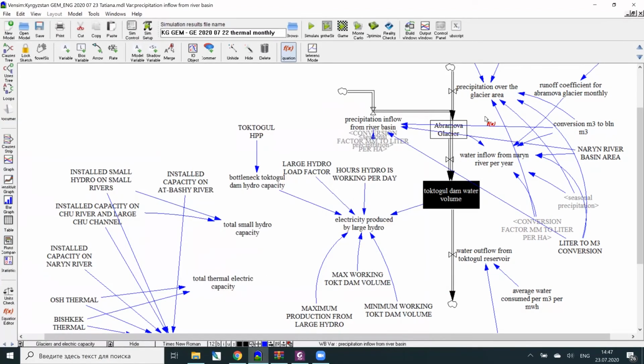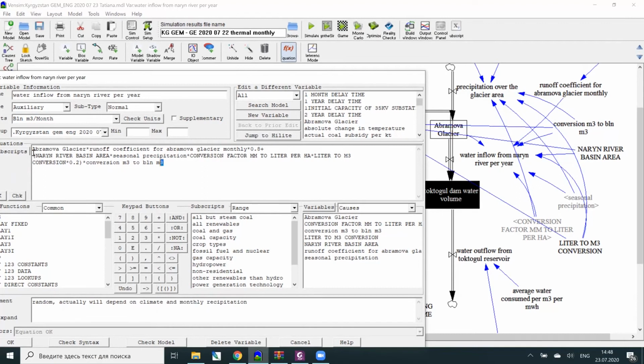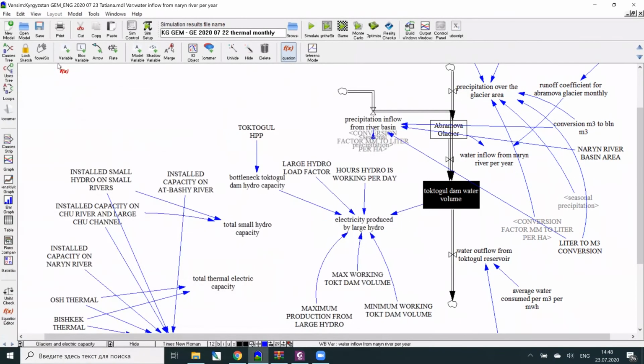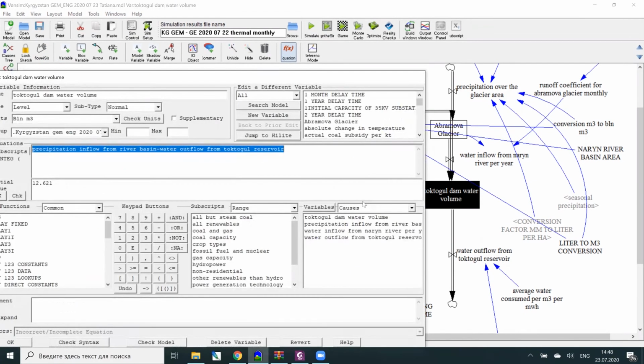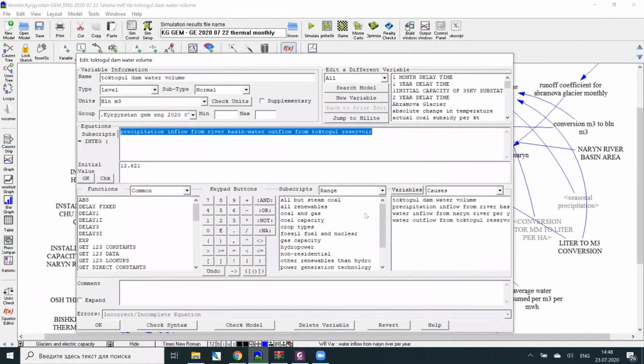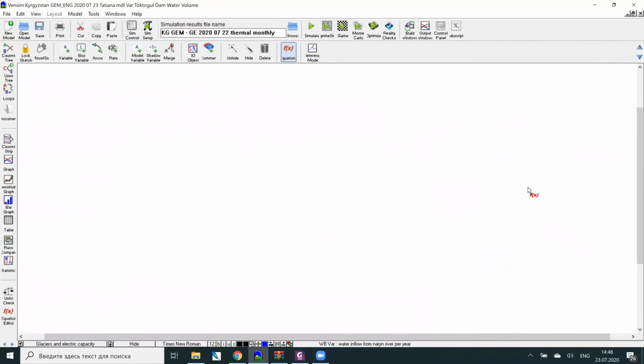This is hard. Let's change this one now. We're going to delete this one from here. Okay, so let's see what happens now. Oh, there's errors. Precipitation inflow from river. So Toktagul Dam River, incomplete equation. You need to add the flow. Yes, sure. For sure.